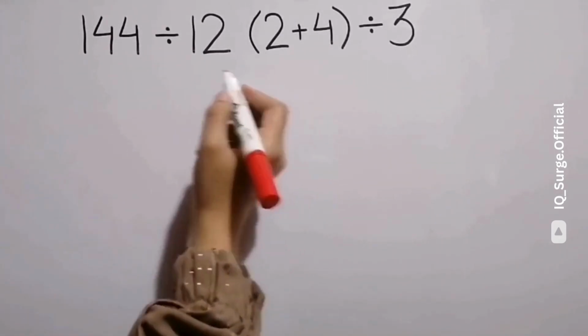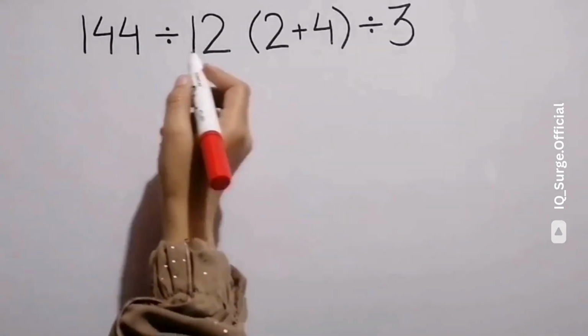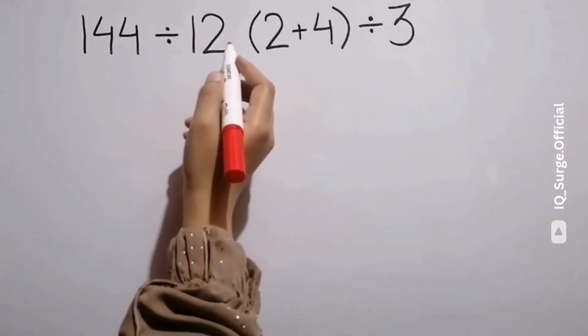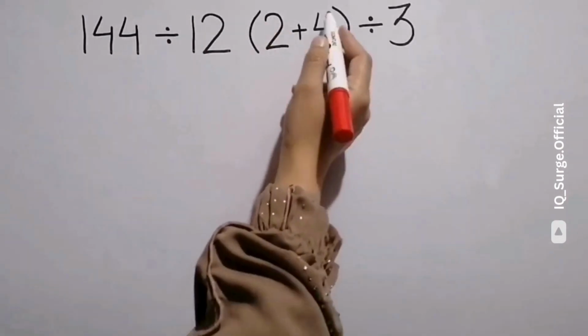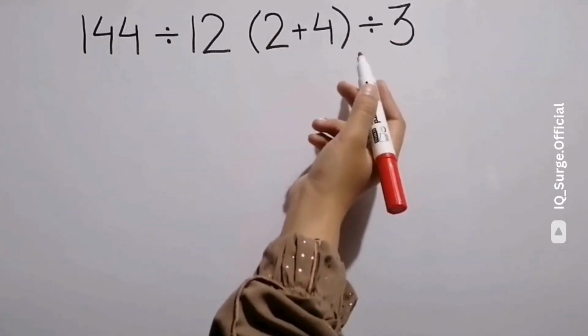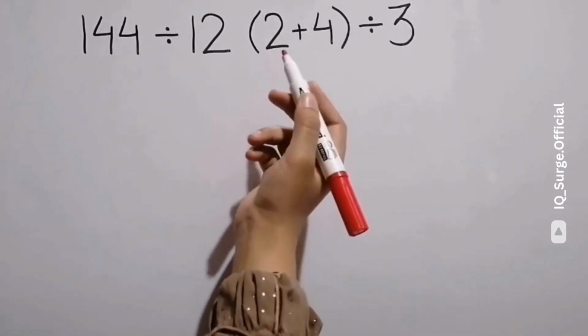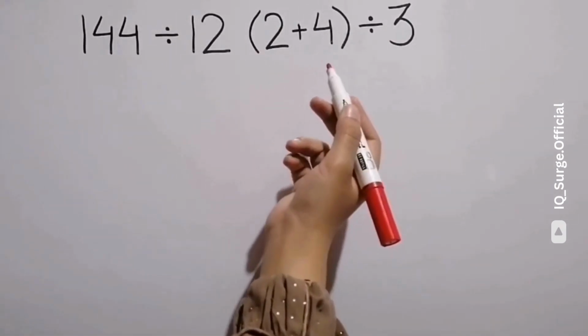What is the value of the expression 144 divided by 12 then times (2 plus 4) inside the parentheses and finally divided by 3? This expression looks very simple, but only 5% of people can solve it.